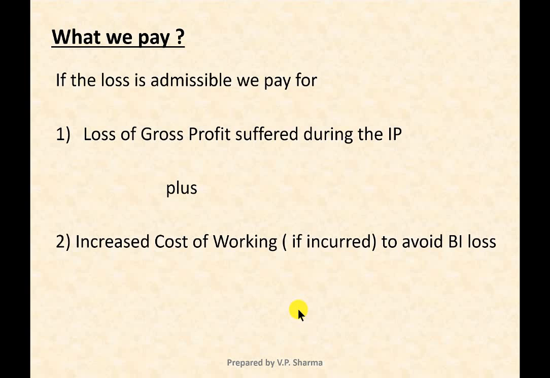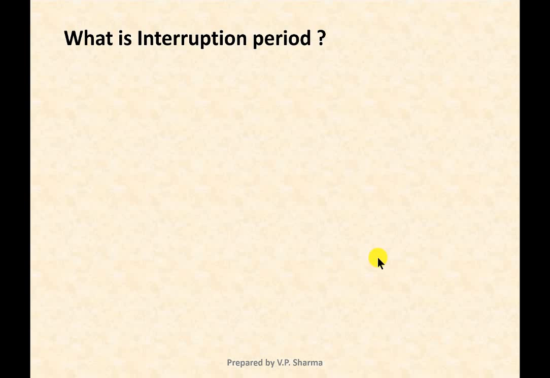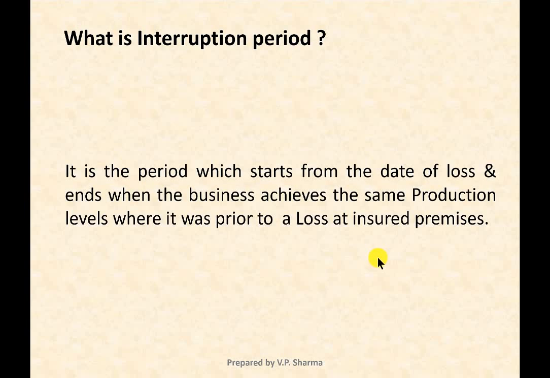What we pay? If the loss is admissible under material damage policy, then only we pay, and we pay two things. Number one, loss of gross profit suffered during the indemnity period, and plus increased cost of working if it is incurred to avoid business interruption loss. So we will see in subsequent slides what is increased cost of working and what is the upper limit to claim it.